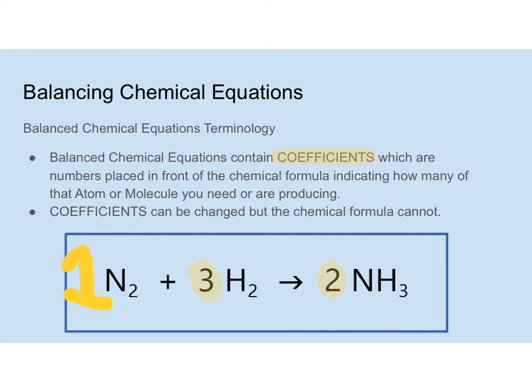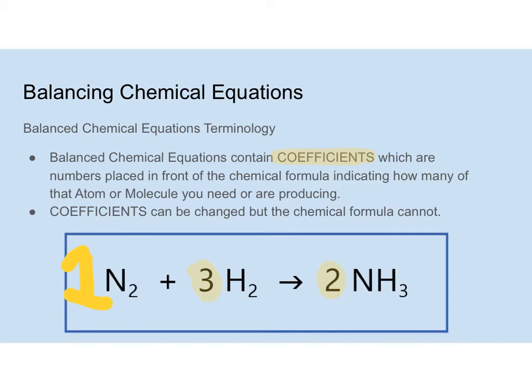And although there's not a number here, if there's no number, you can always assume that it's 1. Okay, I don't know why I chose such a huge pen there, but that's the number 1. Okay, so those are our coefficients. And they're the numbers placed in front of the chemical formula indicating how many of that atom or molecule you need or are producing.